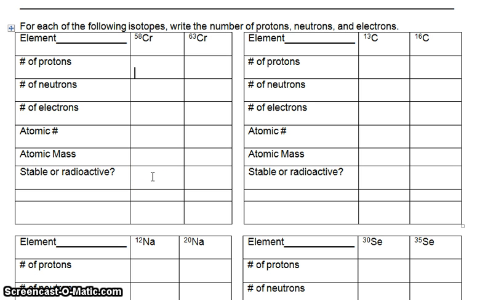And then based on the rules that I gave you in the last lecture, tell me whether that is going to be a stable or radioactive isotope. I'm going to give you a hint. You've got one of each. So if you can figure out which one is stable, you'll be able to figure out which one is radioactive.